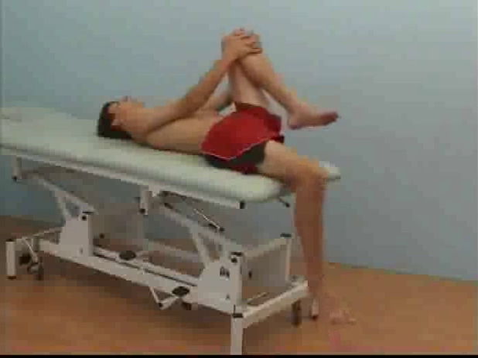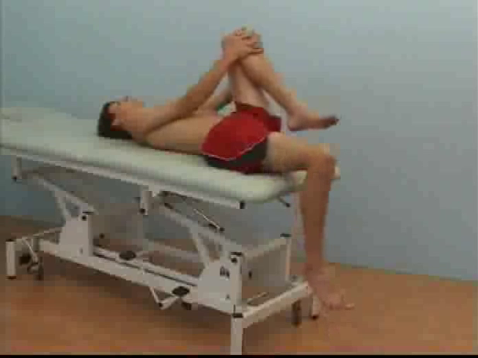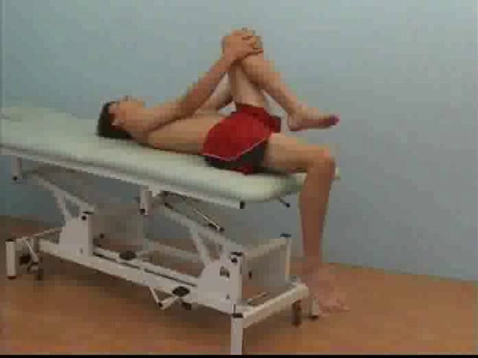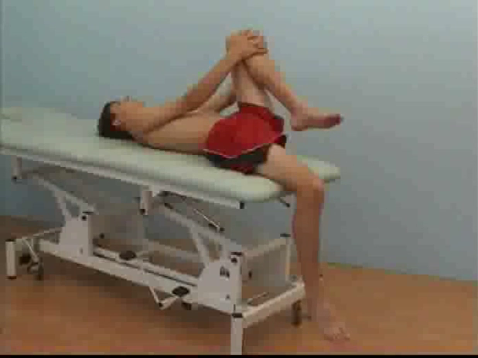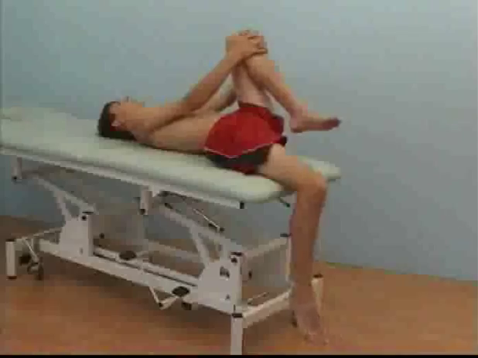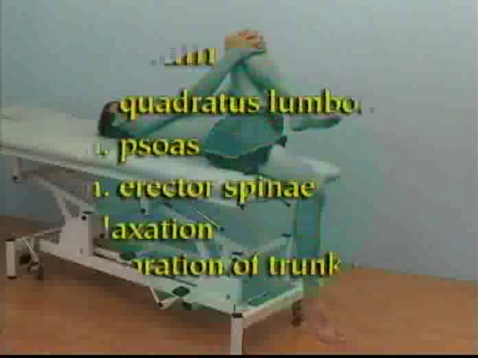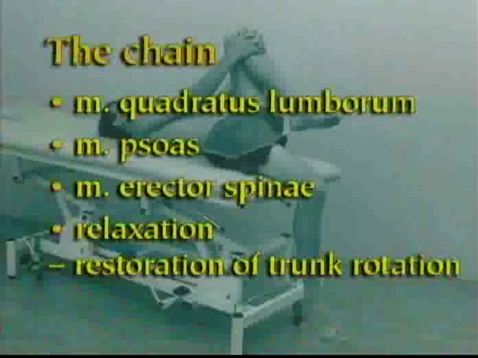Lift your right leg and breathe in. Hold it, and breathe out and relax. After 2 to 3 repetitions, he pushes his leg towards the floor for RI. Quadratus lumborum, psoas, and erector spinae form a chain, and relaxation of this muscle group restores trunk rotation.